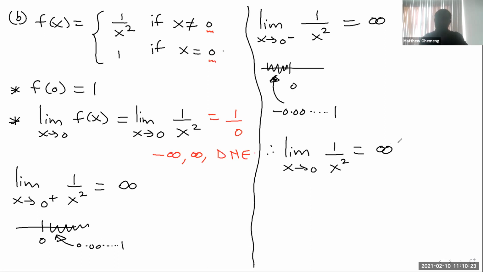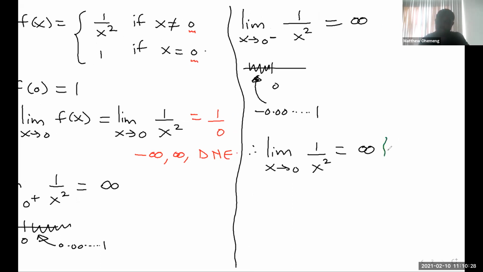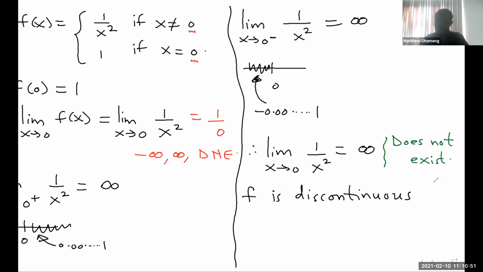But recall that if the limit is infinity, then the limit still does not exist. And that's the language that we need here, right? So the second condition for continuity has been violated. The limit does not exist. So we can conclude that f is discontinuous at 0. Now, the reason for it not being continuous is not because the function is undefined. The function is defined, but the reason is because the limit as you approach 0 does not exist.